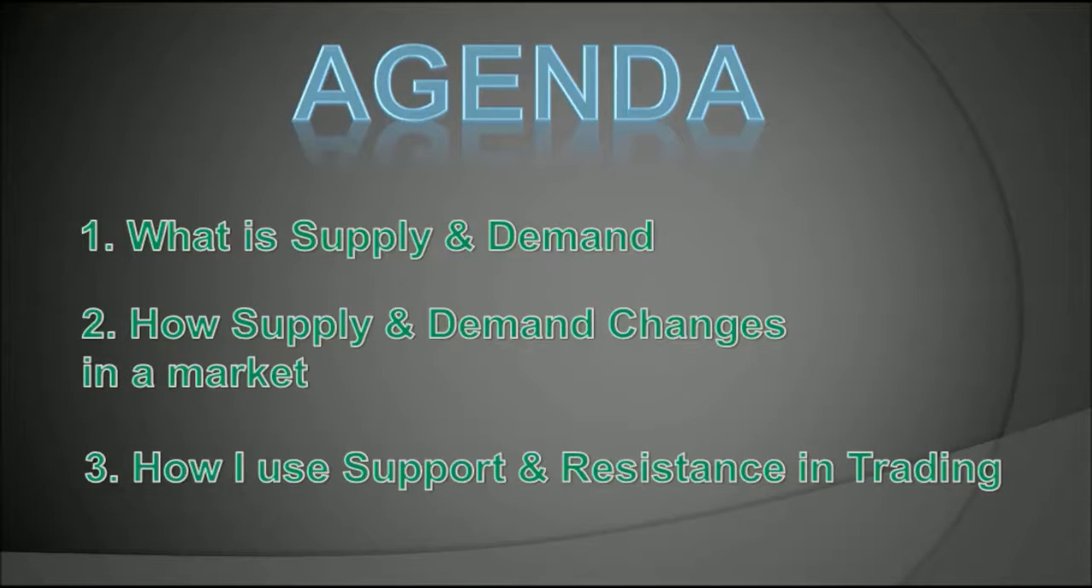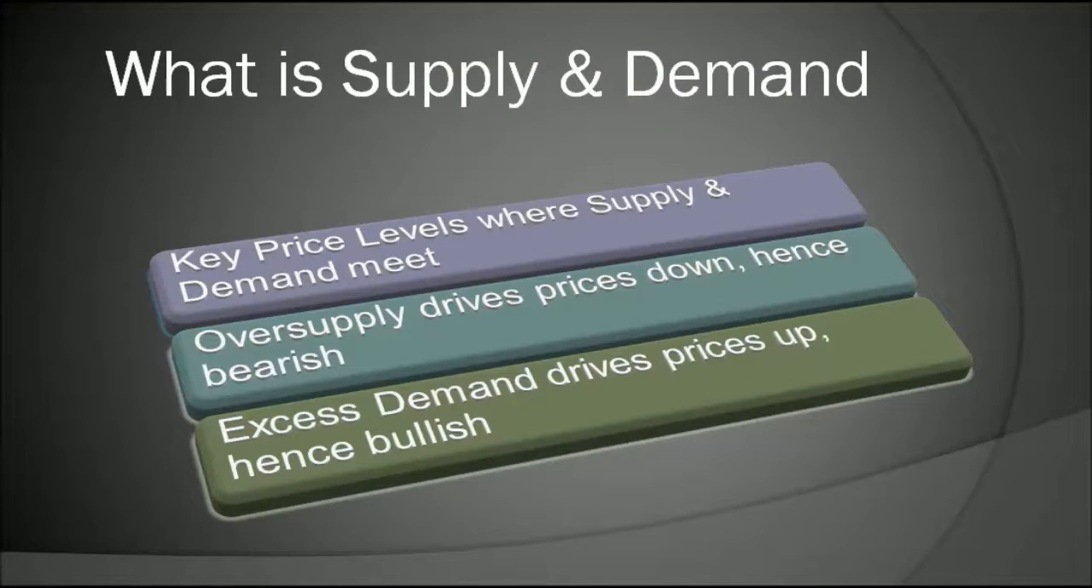Now point number one, what is supply and demand? Supply is a price zone where sellers are likely to triumph over the buyers, which will cause the price to go down. Essentially, it means that there are more people selling a stock than those who are buying it. It can be for many reasons, for example, a bad quarterly result.